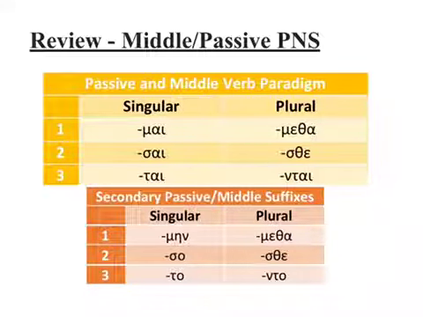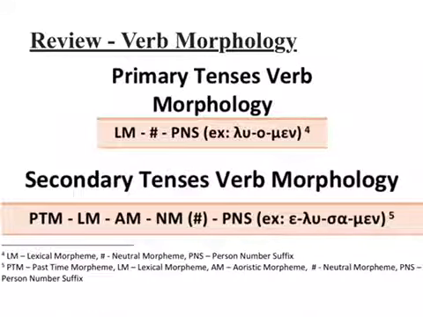And remember, primary tenses have the present, future, and perfect. And secondary has imperfect, aorist, and pluperfect tenses. And today we've only learned present, imperfect, and aorist, and we're going to be learning the future also today.